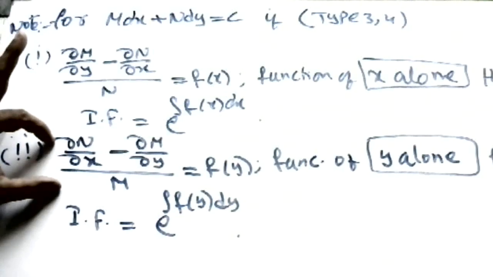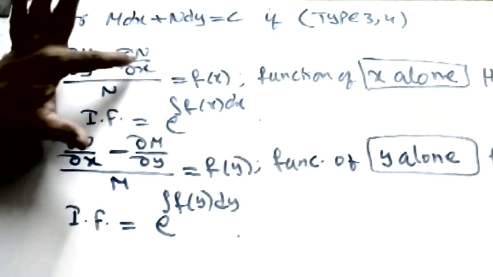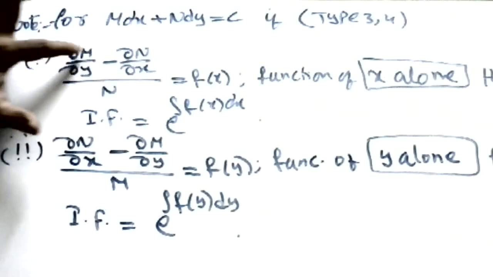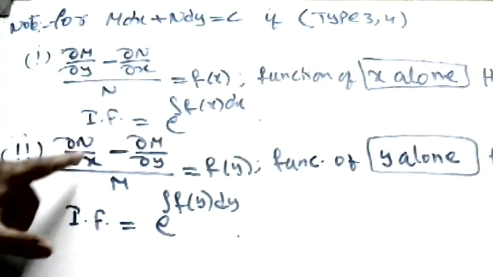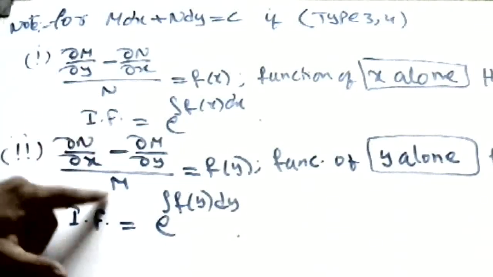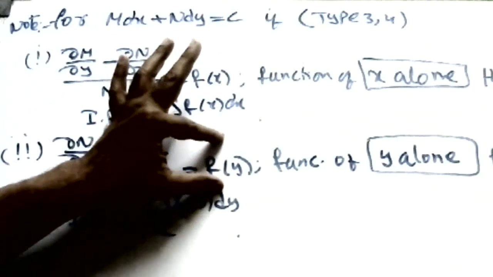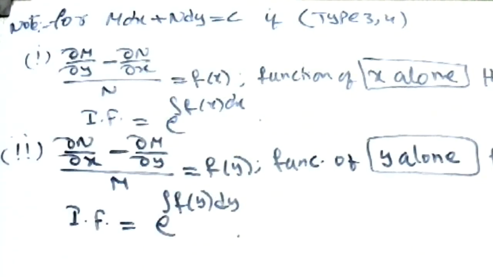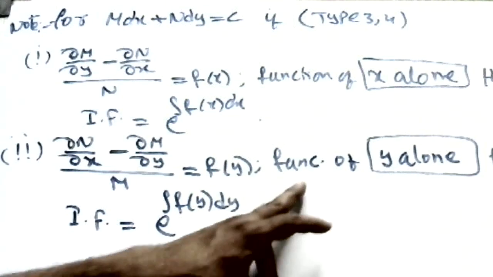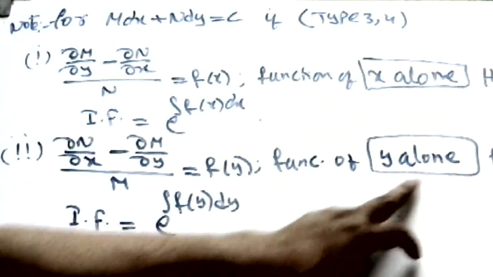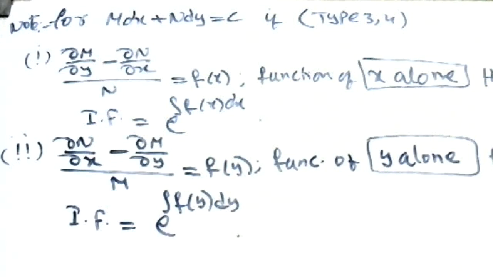If this case is not satisfied, let me change into another form. We can change it into another form, the reverse of this: dou N by dou x minus dou M by dou y, divided by M, not N. If we get this value only in terms of y, not any term of x, a function of y alone, then the integrating factor will be e to the power of integration f of y dy. So let me do one or two questions like this.